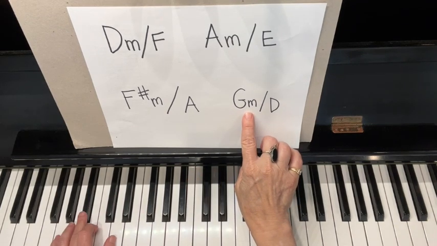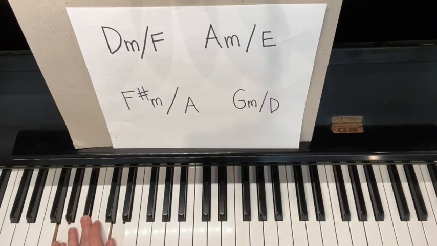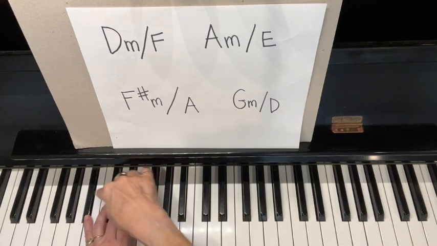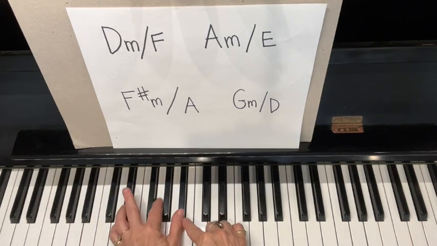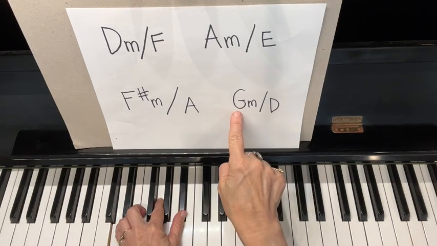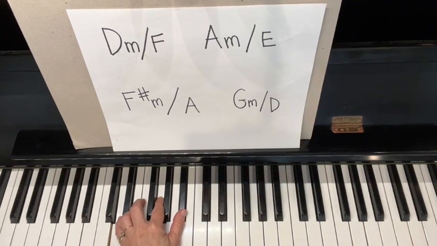And let's do one more. Let's do G minor, and we want a D at the bottom. So I'm going to invert it by bringing the bottom note to the top. And then once again, the bottom note to the top again. And now we've got a D at the bottom, but it's a G minor chord with a D at the bottom, or the second inversion of a G minor chord.